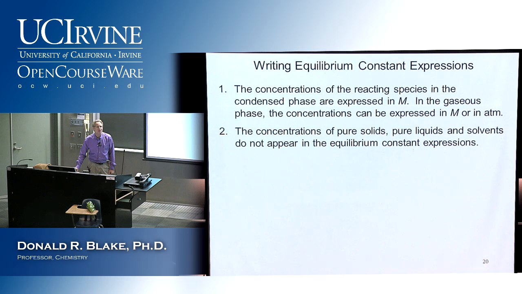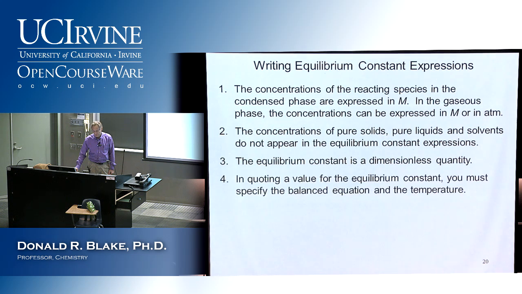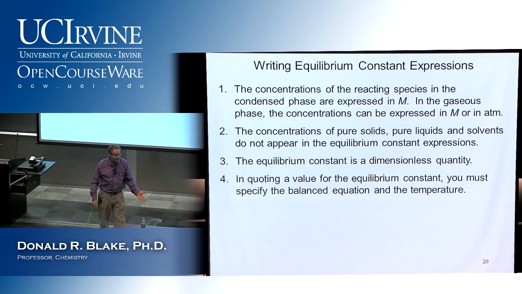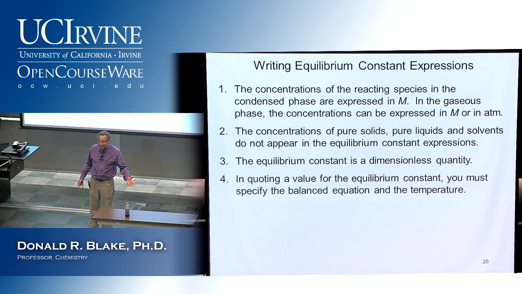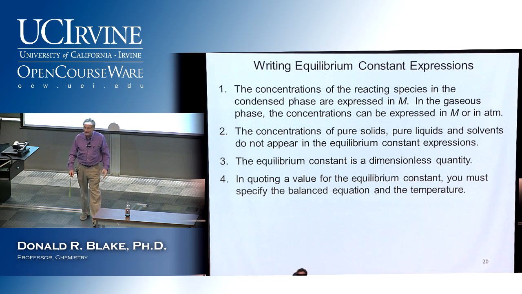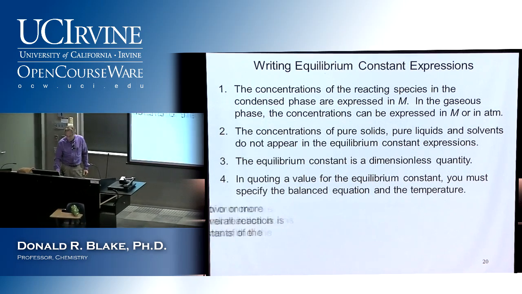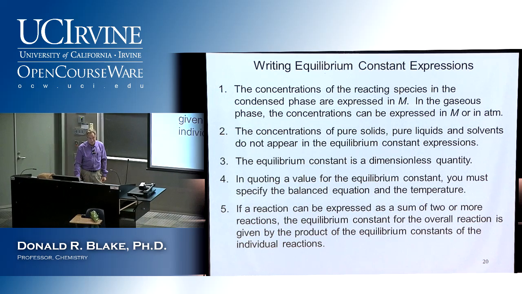No matter how much solid you've got, it gives no extra pressure. The equilibrium constant is a dimensionless quantity. In quoting a value for the equilibrium constant, you must specify the balanced equation and the temperature. Temperature is not important if I'm asking for a K sub P and I give you some concentrations. But if you calculate K sub P and then I ask, what is K sub C? That equation is K sub P is equal to K sub C (RT) to the delta n. You need to have the temperature, and I forgot to give that to you earlier, because the temperature makes a huge difference.